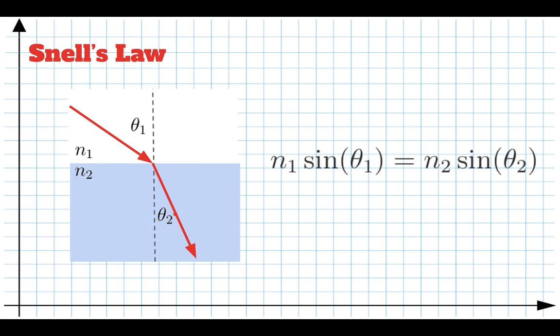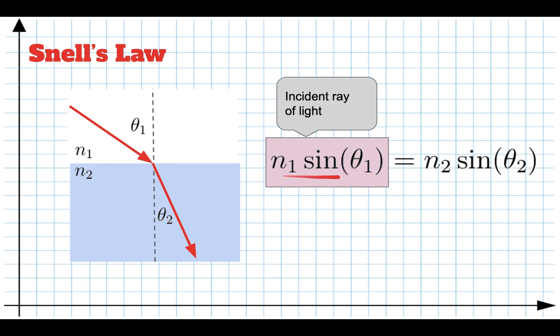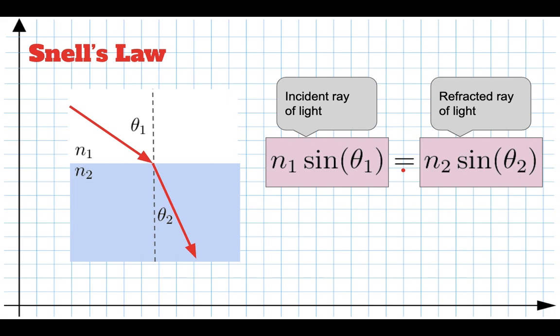So Snell's law tells us that n1 times the sine of theta 1 is equal to n2 times the sine of theta 2. To help us figure out what this means, the left side of our equation deals with the incident ray. If you take the index of refraction of whatever it's traveling in, times the sine of the incident angle, you will get a quantity that is the exact same for the refracted ray. If you take n2 of the refracted material times the sine of theta 2, you'll get the same thing as this left-hand side. So this is what we call Snell's law.